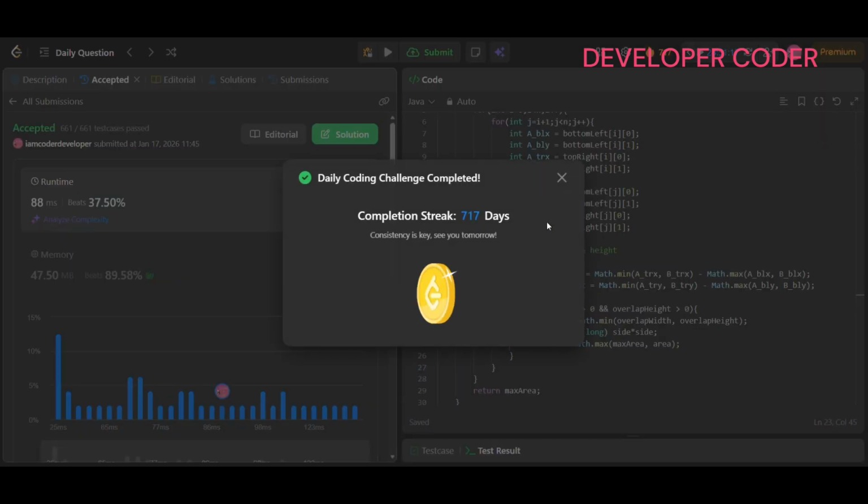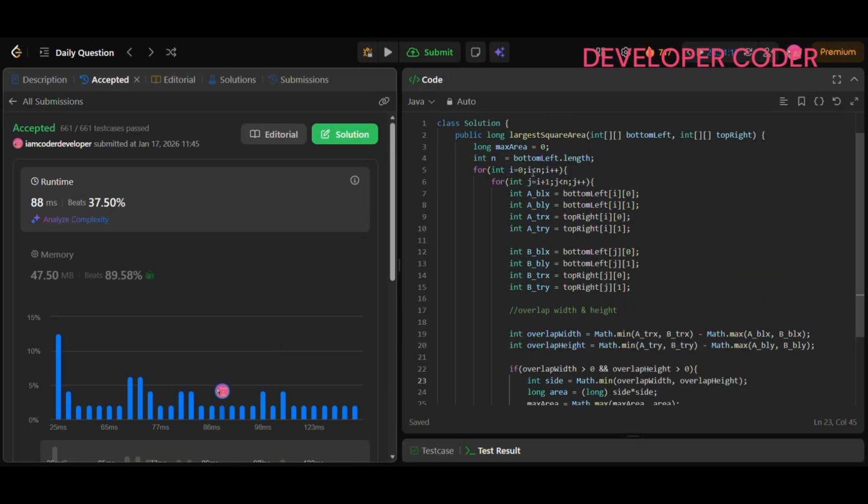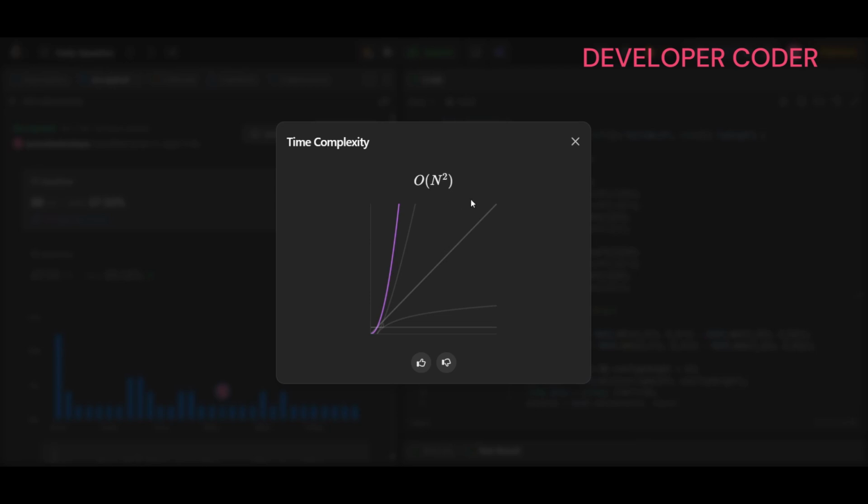And the time complexity for this problem is going to be O(n squared). So let's see the time complexity from here, O(n squared).